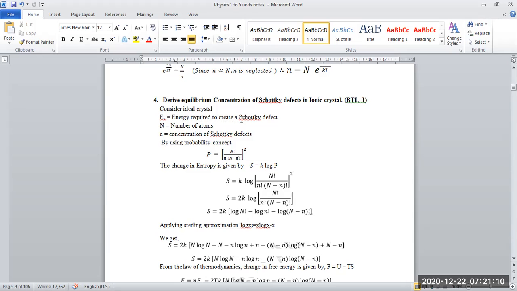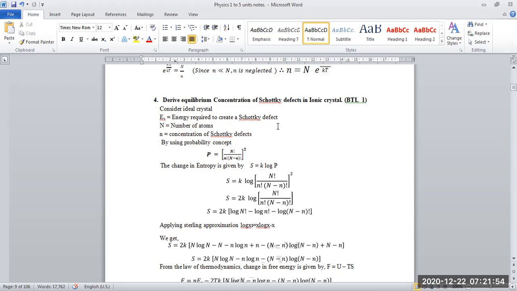So definitely there will be vibrations inside the crystal. What is that vibration? Vibrations of the atoms, the displacement of the atoms. When the atoms are getting displaced, that displacement is what we call disorderness, and we calculate that disorderness with the help of a mathematical expression, F = U - TS, in the same manner as in the previous derivation. So we cannot actually find out the number of Schottky defect atoms directly, so we take the help of the probability concept here.